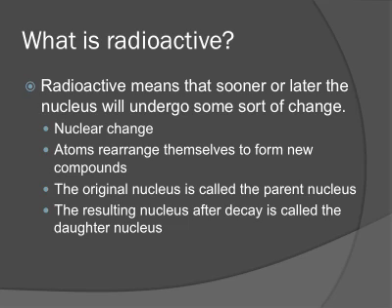The original nucleus is called the parent nucleus, and the resulting nucleus after the change is often called the daughter nucleus. So what it starts out as, the radioactive nucleus, is the parent. What it changes into is the daughter. And no, we don't talk about sons. They're just called daughters for some reason.